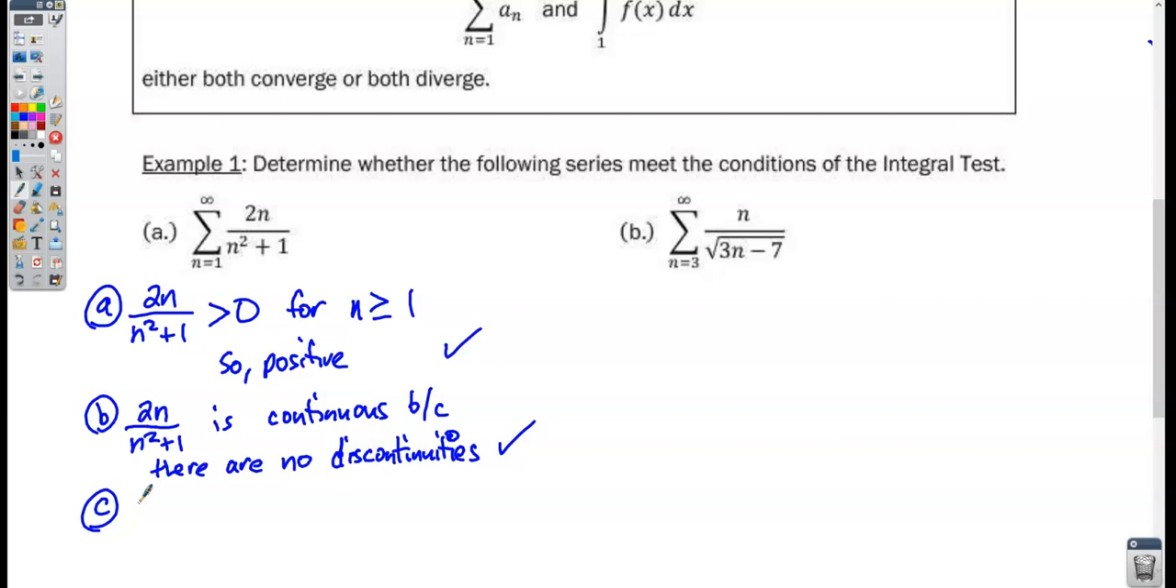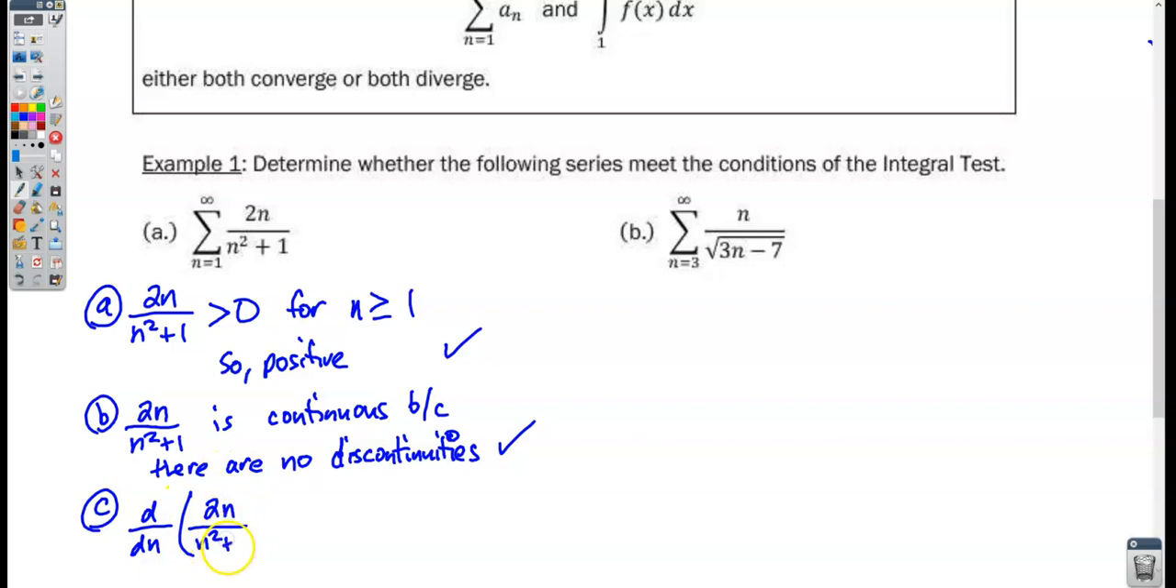Well, how do we decide if a function's decreasing? If you think about the answer to that question, you should dig way back into Calc AB and think about, oh yeah, a function's decreasing when its derivative is negative. So the easy way to show that this function is decreasing is by showing that its derivative is negative. So I'm going to go ahead and take the derivative of this.